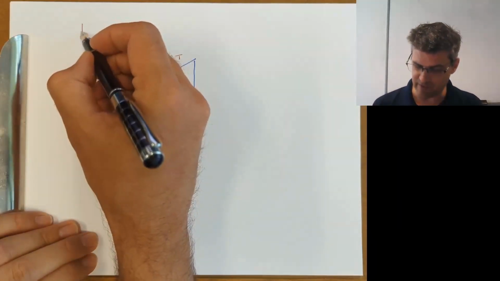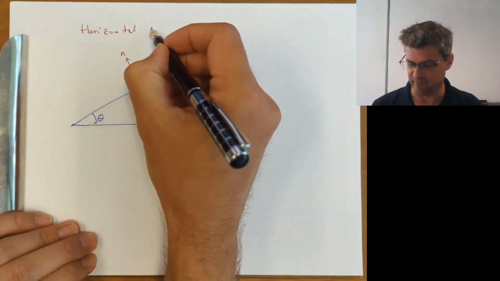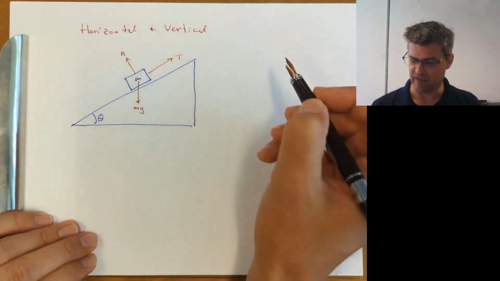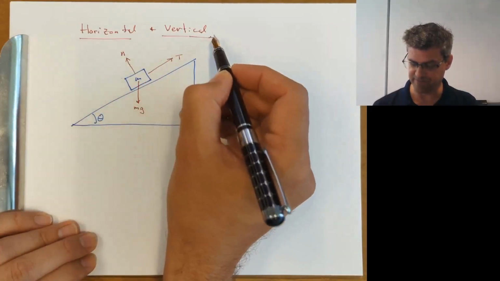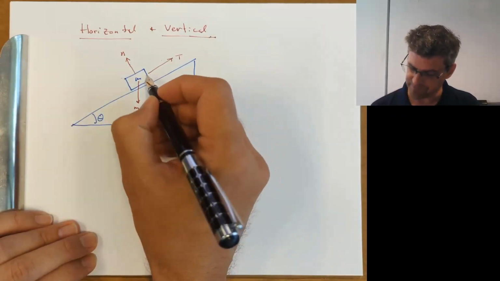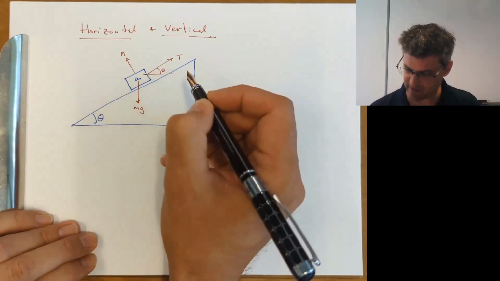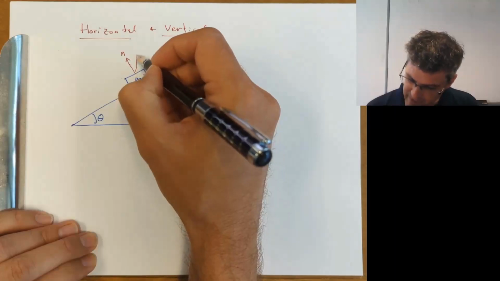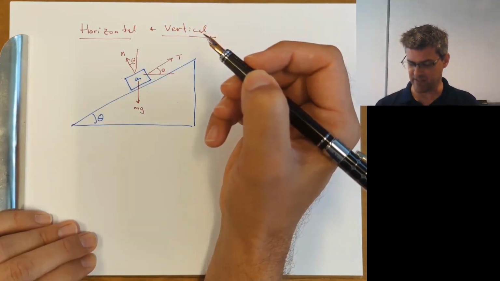Let's say we really want to do this problem horizontal and vertical. We really are handling it this way. So for that, we need to do a little bit of trigonometry. And we might say that this is angle theta. That's pretty easy to see. And with respect to here, this is angle theta. That's pretty easy to see.